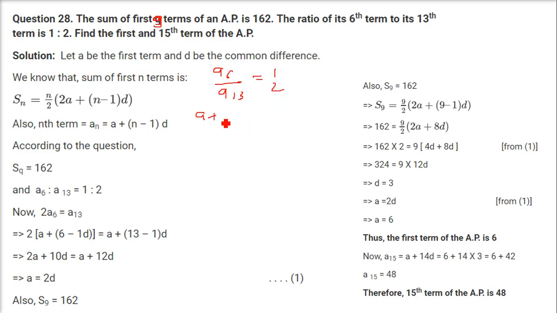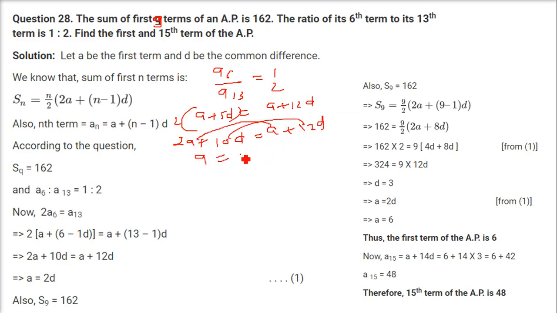A6 is what? A plus 5D. And A13 is what? It is A plus 12D. 2 can be taken here. So this will be 2A plus 10D equal to A plus 12D. Bring this one here and this one here. So 2A minus A is A, and 12D minus 10D is 2D. So A is 2D. A is 2D.